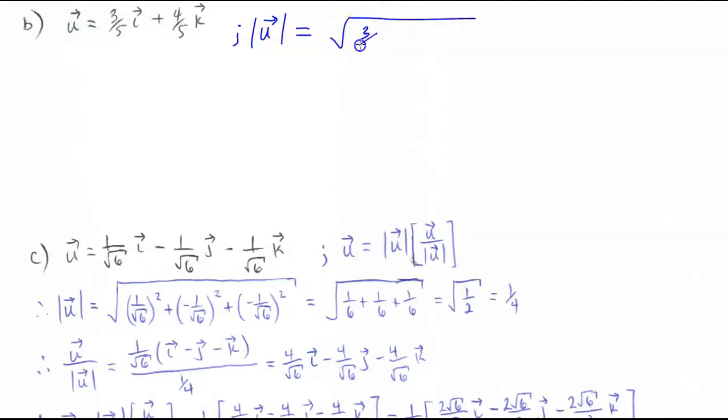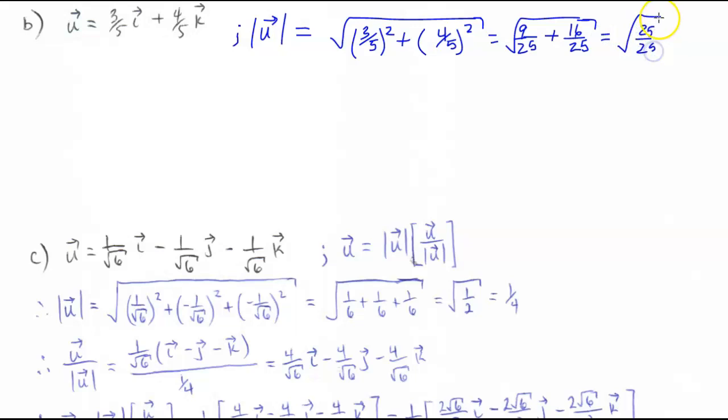It's just going to be 3/5 squared plus 4/5 squared, and then we take the square root of that. Of course, 3/5 squared is going to be 9/25. 4/5 squared is going to be 16/25. And if we add that, we end up getting 25/25. And of course, that just ends up being 1.